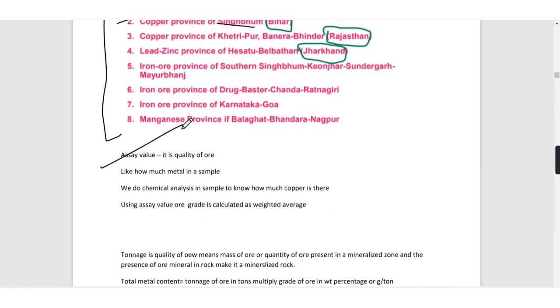So what is SA value? SA value is the quality of ore, like how much metal is present in the sample, and we do it chemically.